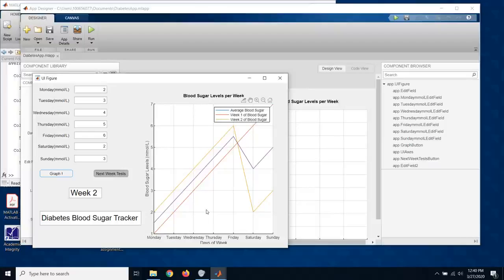Other than that, on the graph, you can see it plots the y-axis, which is blood sugar levels in millimoles per liter, and the days of the week, which are Monday, Tuesday, Wednesday, Thursday, Friday.